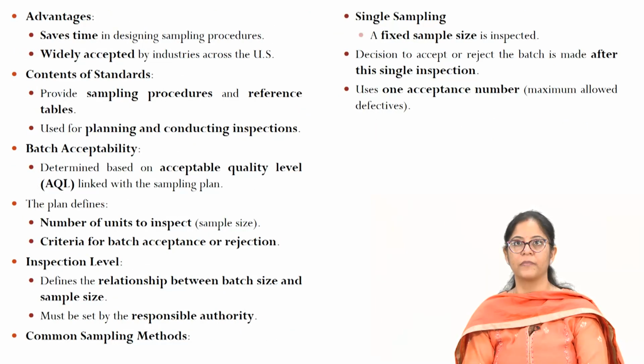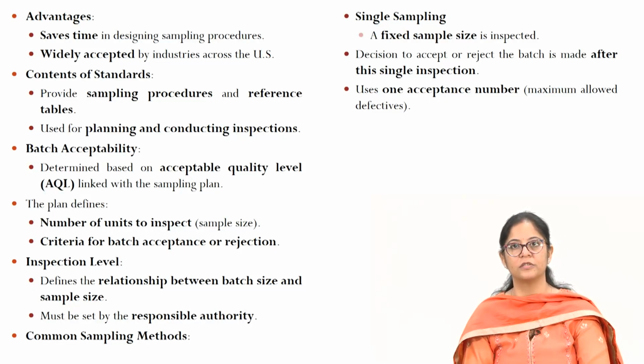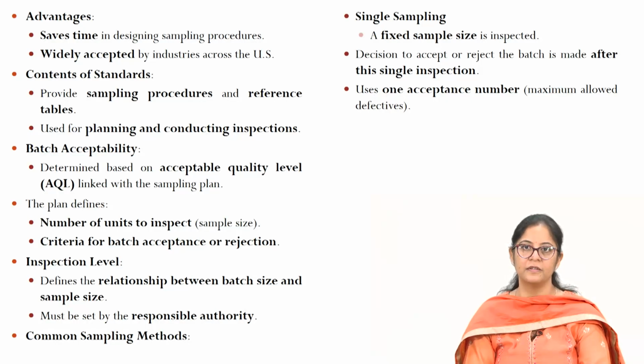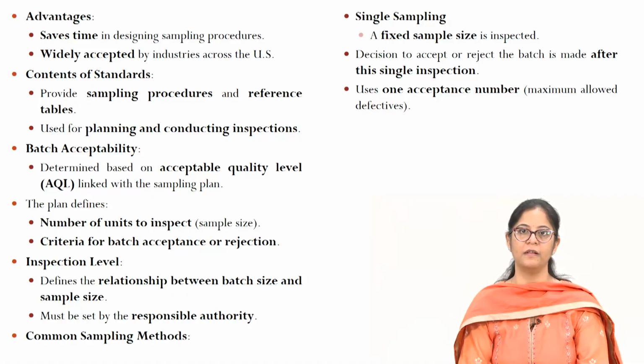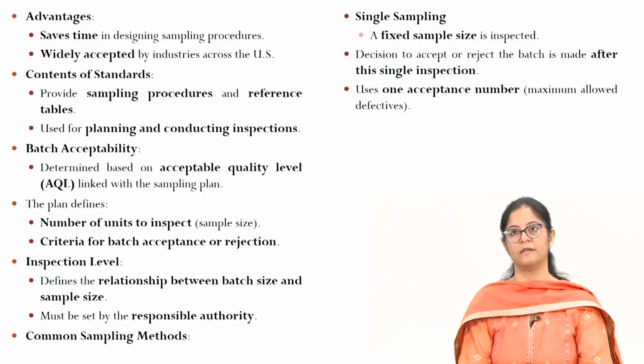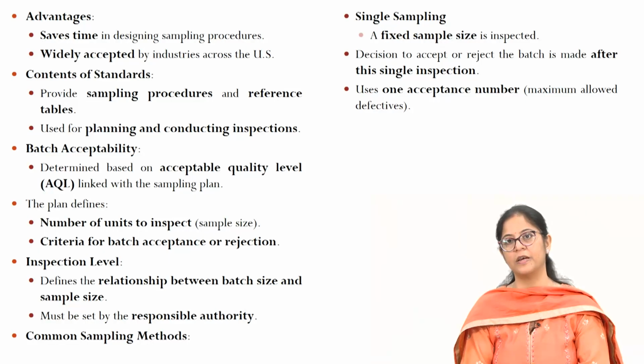The advantages of these standard plans are that they save time in designing sampling procedures. They are widely accepted by industries across the globe. The contents of the standards provide sampling procedures and reference tables, which are used for planning and conducting inspections. Now, the batch acceptability is determined based on the acceptable quality level linked with the sampling plan. The plan defines the number of units to inspect, that is the sample size, the criteria for batch acceptance or rejection, and the inspection level. This defines the relationship between the batch size and the sample size and must be set by the responsible authority.